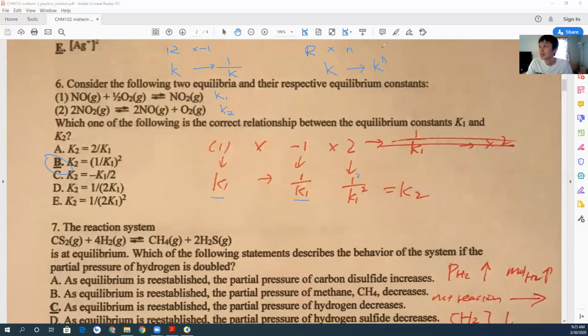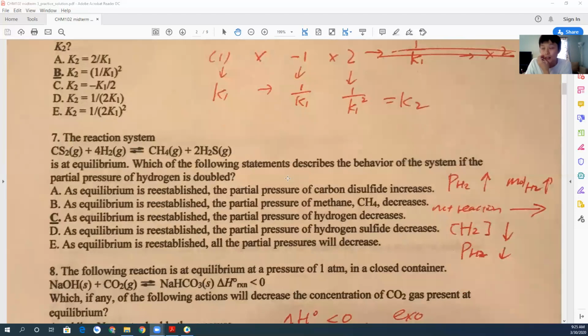So let's continue. Next problem. That is a task on how to determine the shift of a chemical equilibrium, the shift of the equilibrium position. This reaction involves all substances in the gas phase. For this one, we say the partial pressure of hydrogen is doubled. Let's see, hydrogen is one of our reactants.